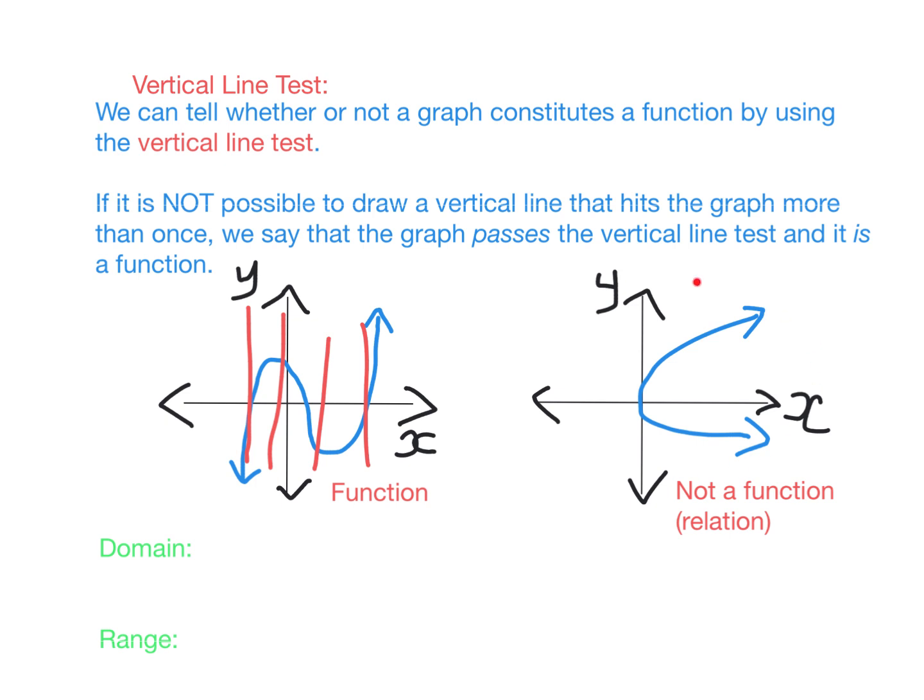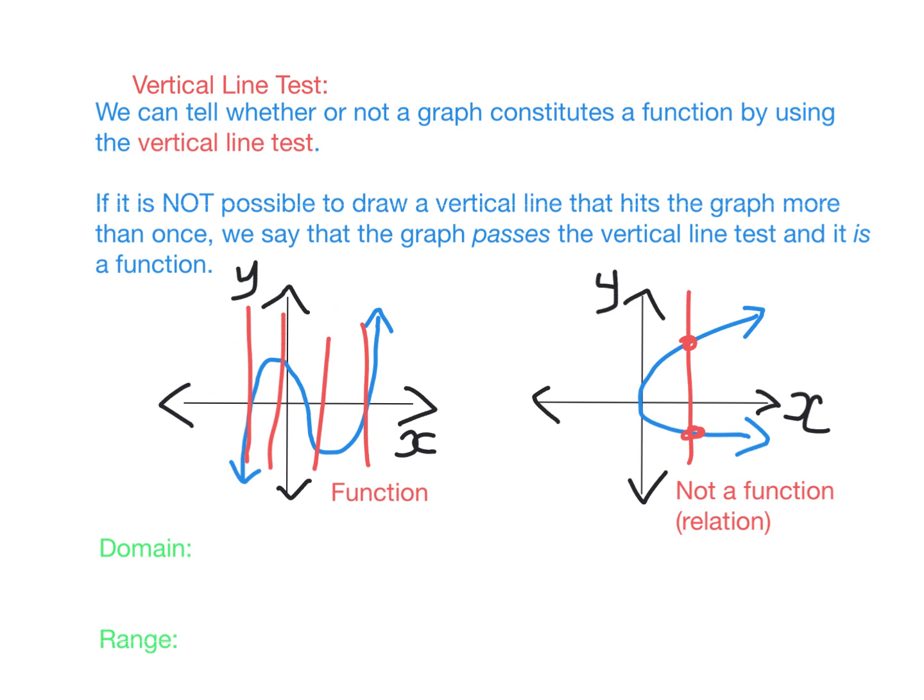On the other hand, for this graph here, I could clearly draw vertical lines that hit the graph more than once. Only one such vertical line is required, and that graph is not a function. This here is not a function. If it's not a function, we just call it a relation. So what the vertical line test is doing is checking if there is a case where one x value is mapped to multiple y values.